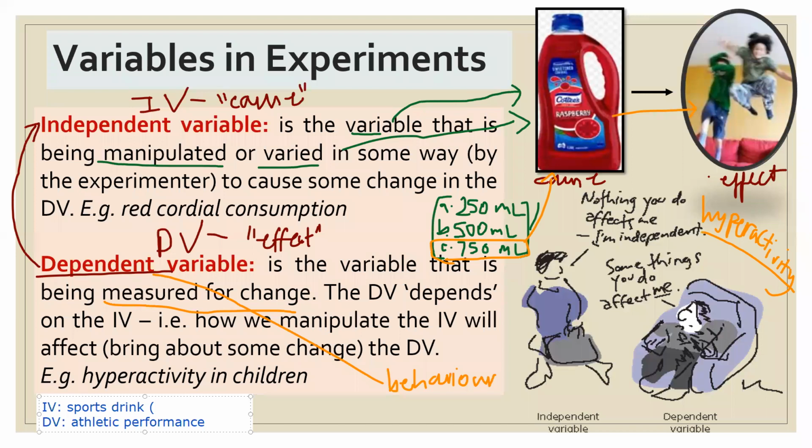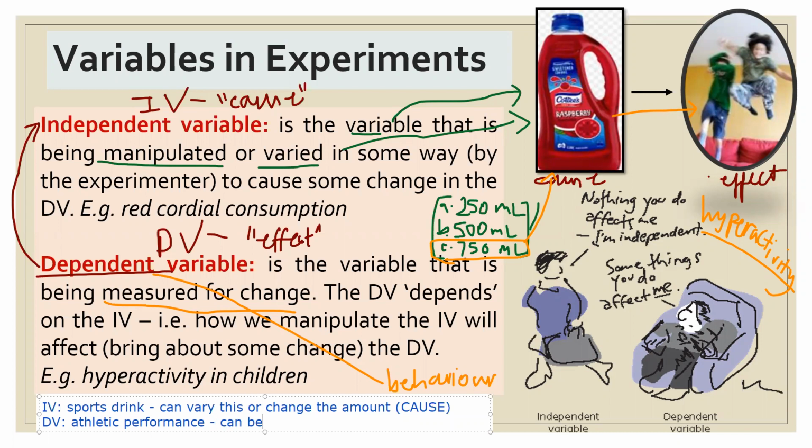the athletes maybe 1 bottle of Gatorade, 2 bottles of Powerade, half a bottle of Powerade, whatever. Whatever sports drink we're giving them, we can actually choose to vary that amount. So that's sports drink because we can vary or change the amount, in other words. And for this reason, we say that the sports drink is actually the cause. Athletic performance can be measured.